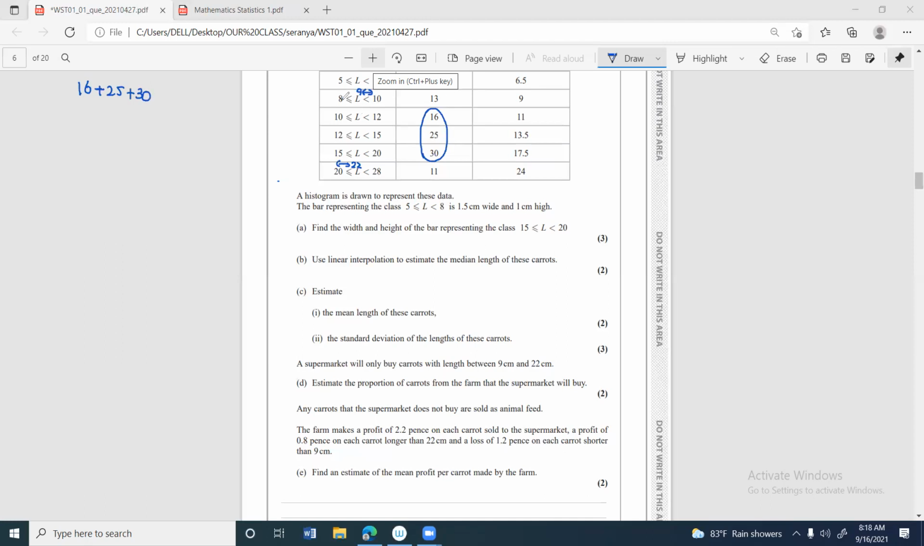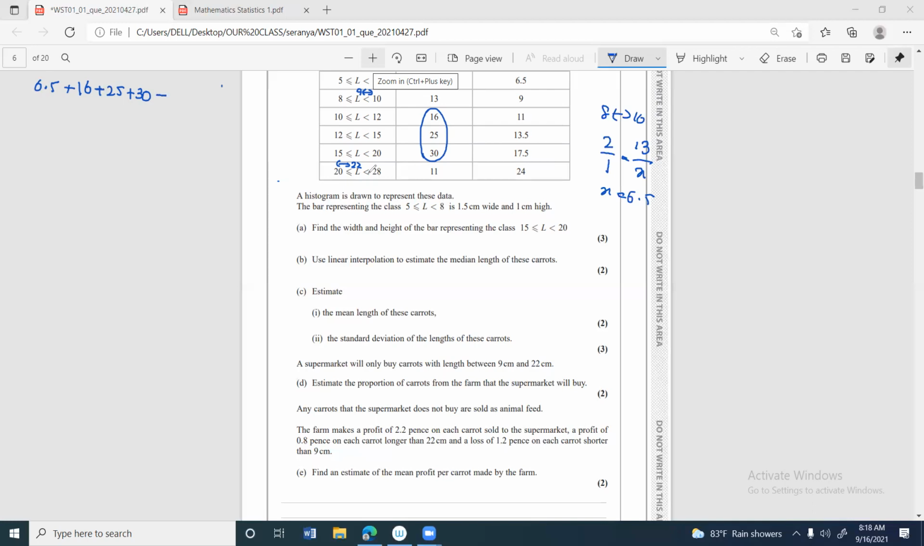So what you can understand is that this is 8 to 10, there are 13 carrots. That means a gap of 2, 8 to 10. For a gap of 2, there are 13 carrots. We need to find how many carrots are there from 9 to 10. 9 to 10 means for a gap of 1, how many carrots should be there? So if you work out, X should be 6.5. So another 6.5 should be added to this point. Doesn't matter if it comes with the decimal because they are talking about only proportion. So we can keep it as it is.